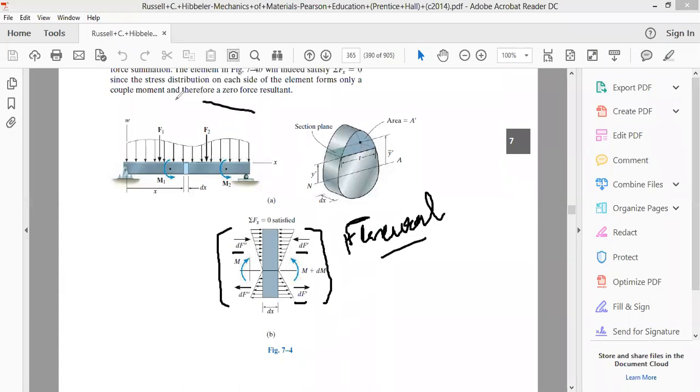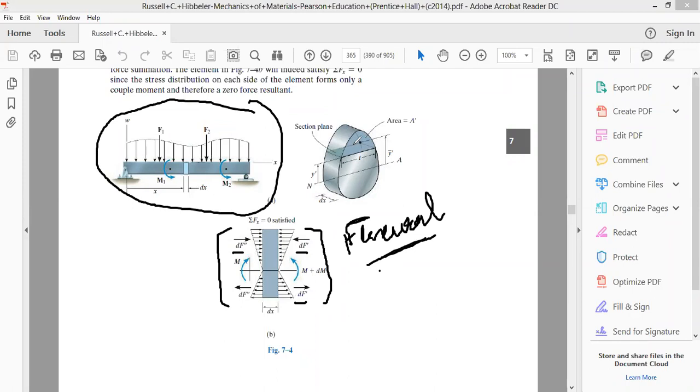As far as this beam is concerned, take a section out of this beam. The left hand and the right hand sections will be under normal stress, and the normal stress will be obtained with the help of the flexural formula. Multiply stress with the areas, and you will get the forces to which this section will be subjected.